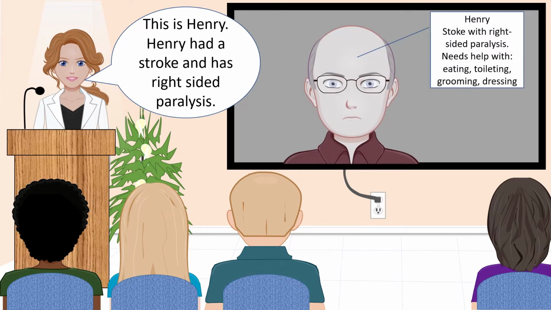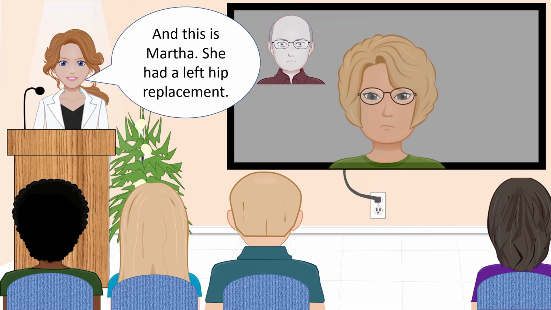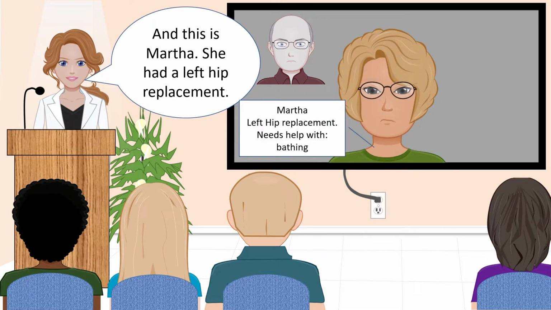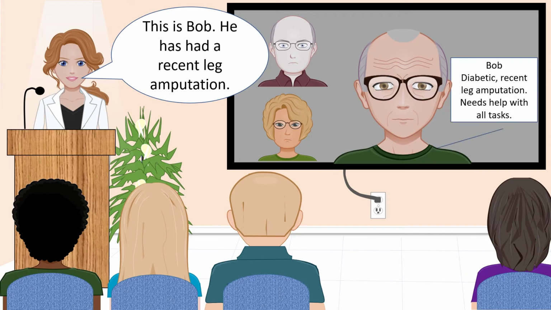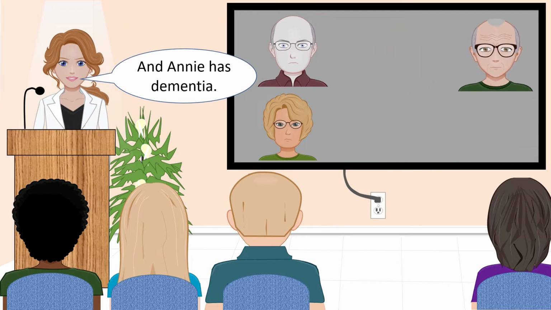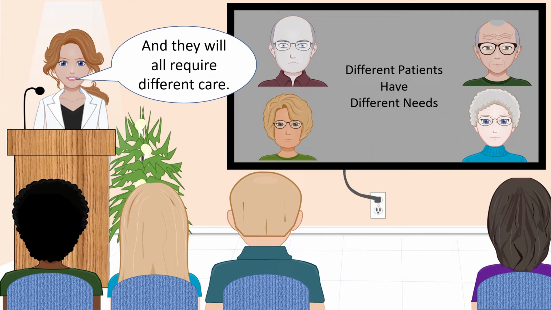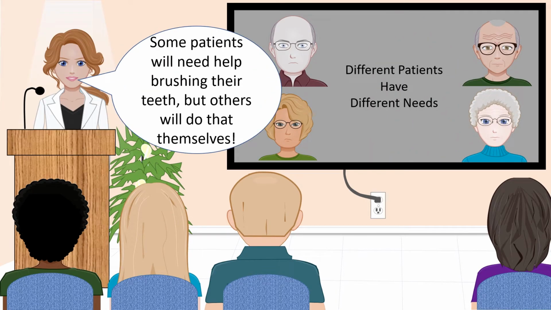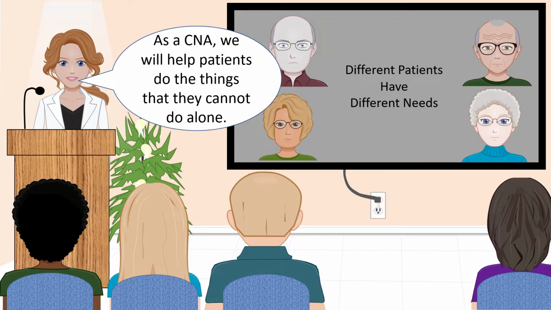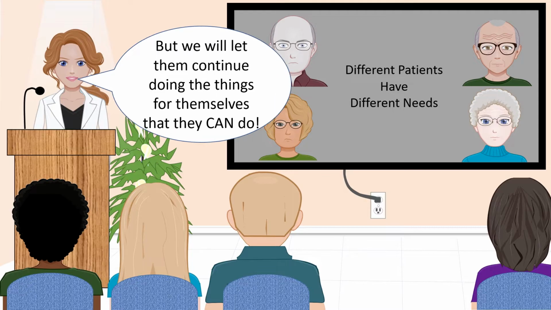This is Henry. Henry had a stroke and has right-sided paralysis. And this is Martha. She had a left hip replacement. This is Bob. He has had a recent leg amputation. And Annie has dementia. And they will all require different care. Some patients will need help brushing their teeth, but others will do that themselves. As a CNA, we will help the patients do the things that they cannot do alone. But we will let them continue to do the things for themselves that they can do.